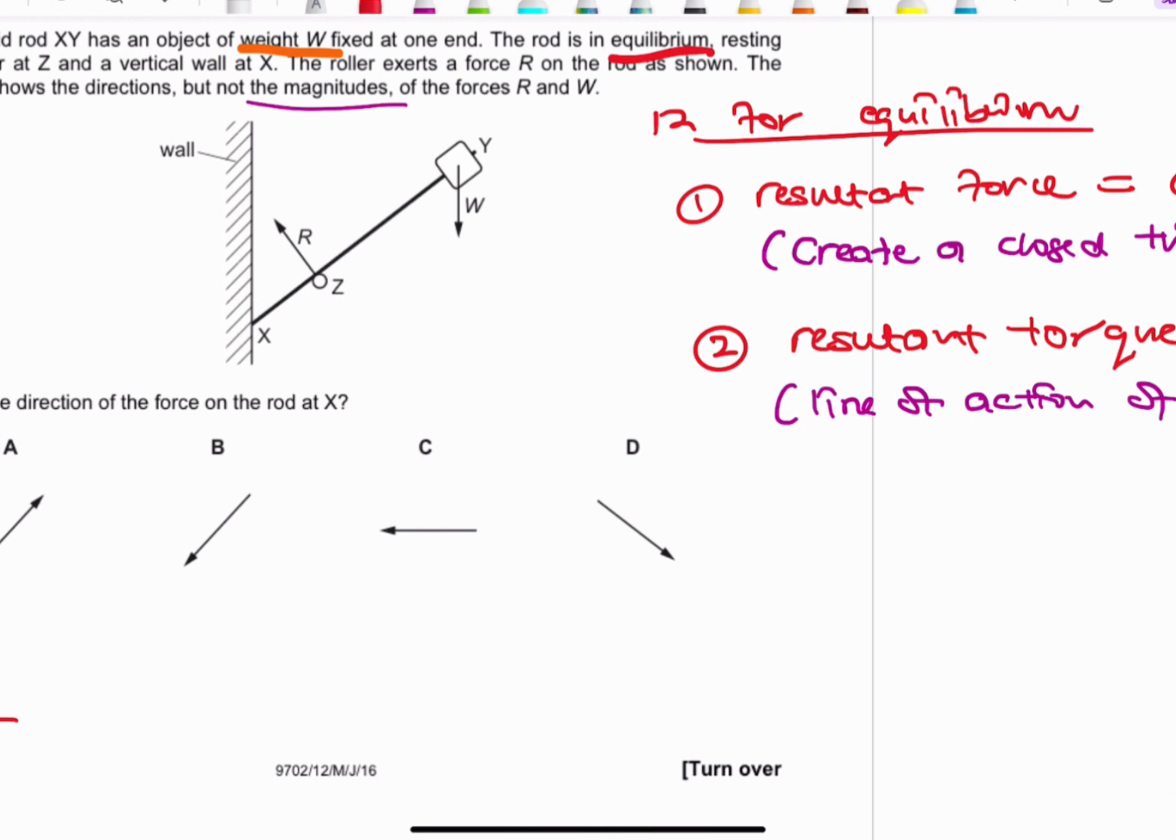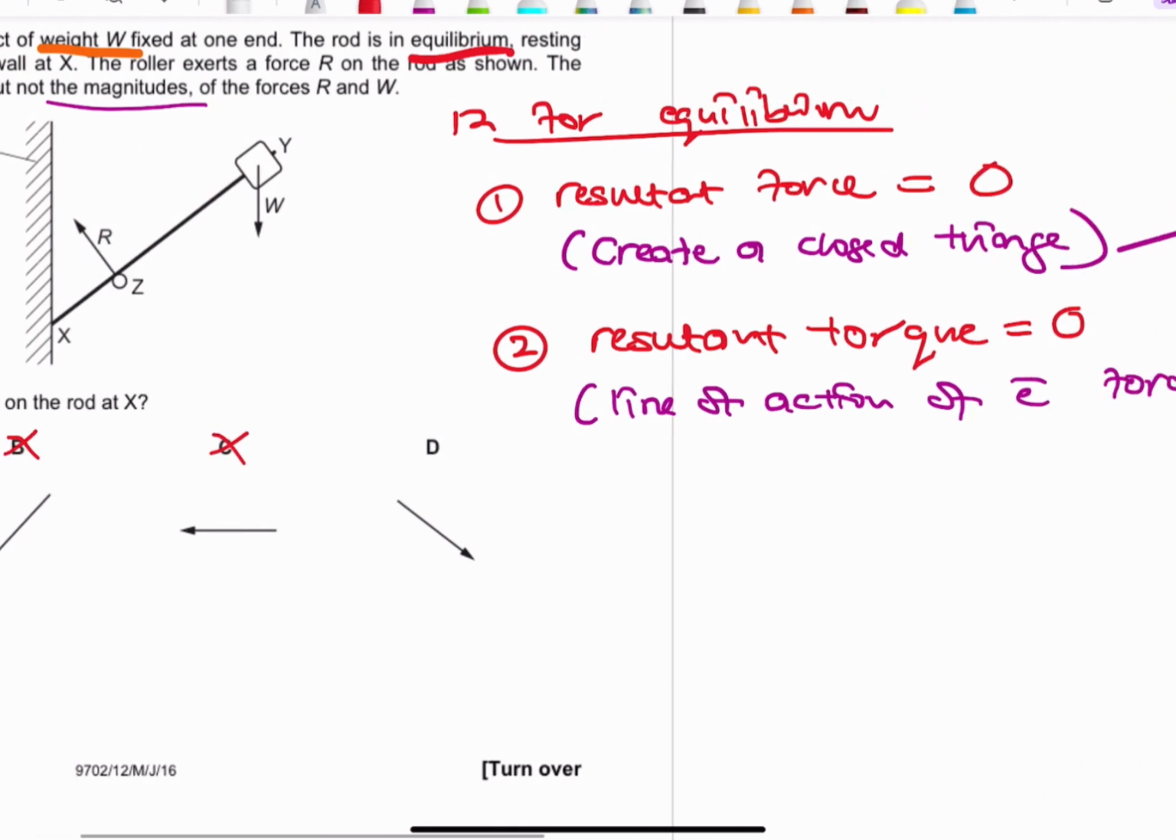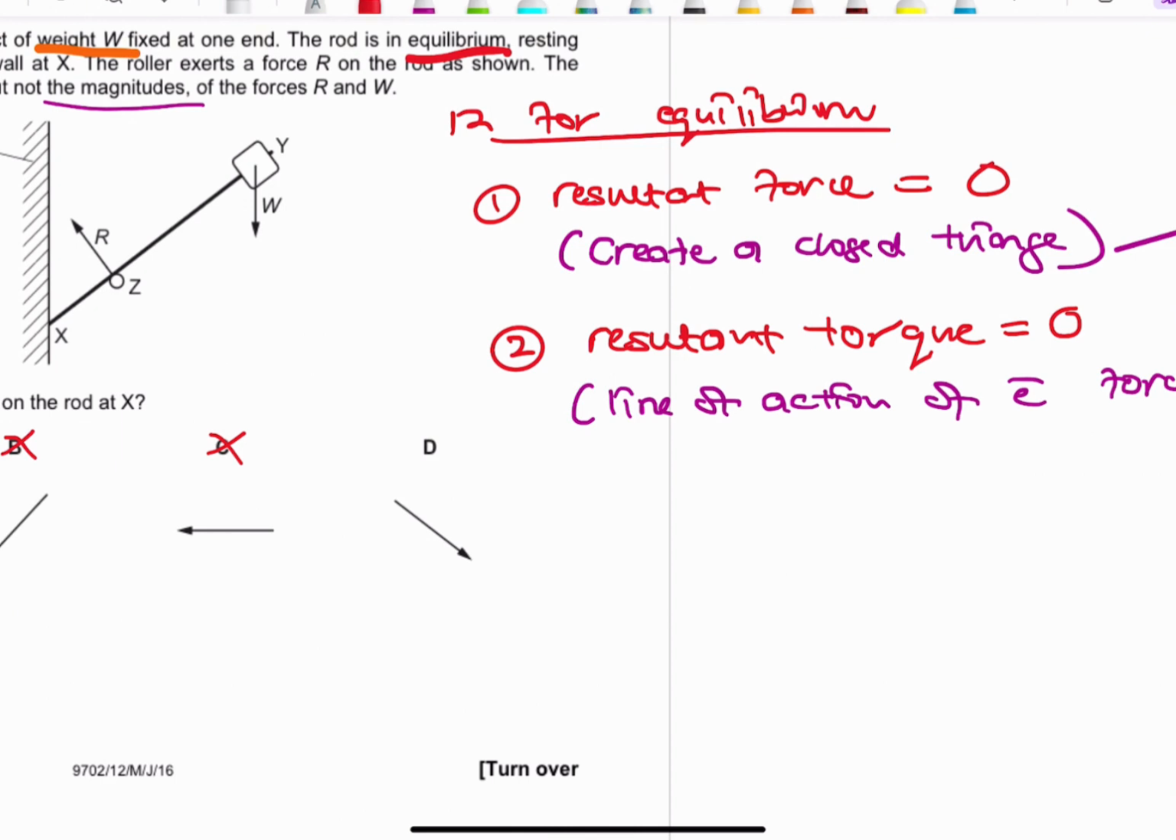Let's go to C. For C we have something like this, and something like that, and something acting upwards. It doesn't make sense. They can't create a closed triangle. So it can't be B and it can't be C. Let's go to D. With D, we can have something like this, sure, and something like that, sure, creating a closed triangle.